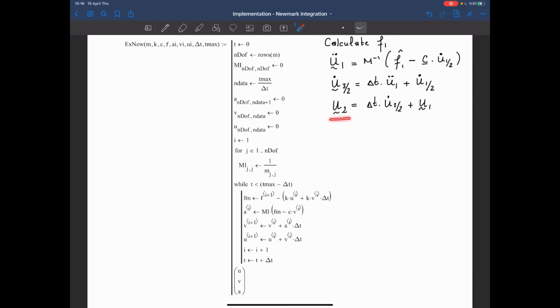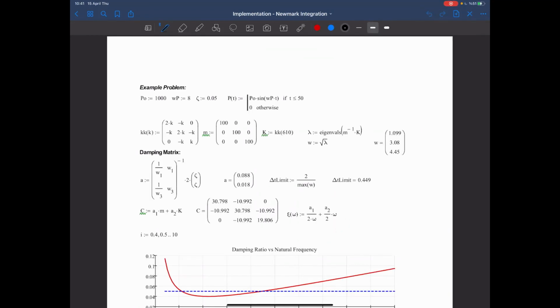And for the displacement, I'm using the velocities calculated at the half time step, and that will be the displacement. So we repeat this procedure over and over again, and we can calculate the acceleration and displacements at the full time steps and the velocities at the half time steps, and the implementation is this much. Now let's work on an example problem.